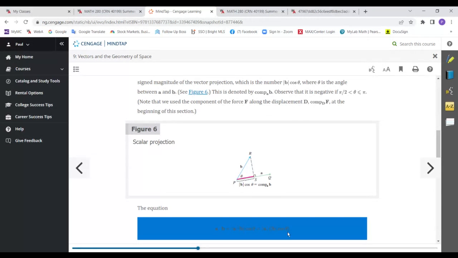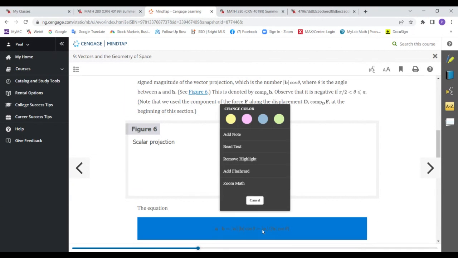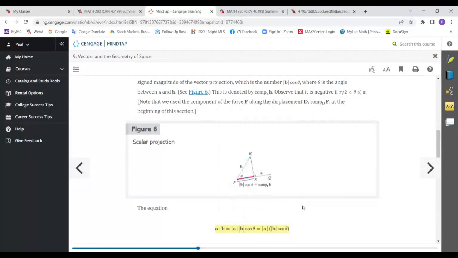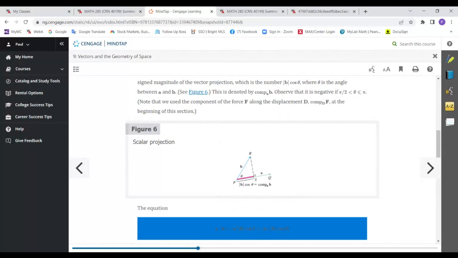You have to forgive me. I don't know why it keeps going blue there. But we won't worry about it.